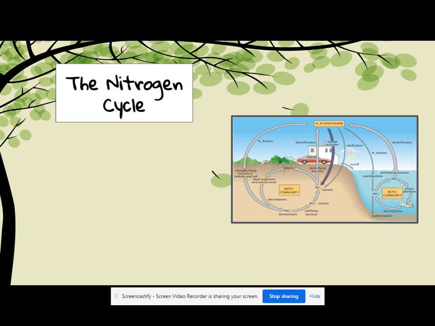Hey, Science 20s. Okay, so now we're down to the nitrogen cycle. This is the last of the different cycles that happen in biology on Earth.